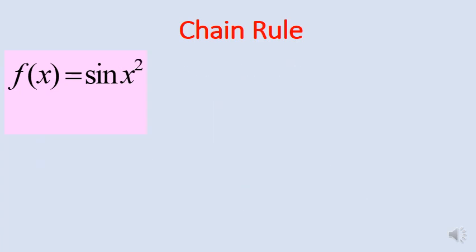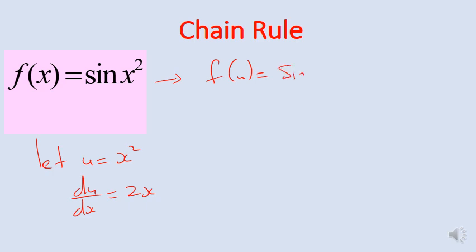Okay. Sine of x squared. Whoa, we're going from 3x linear now to x squared. What will you let u equal to? Come, let's do that. Let u equal x squared. Talk to me. So what is du dx equal to? 2x. Yes, exactly. So this function now becomes f of u, which is now sine u.